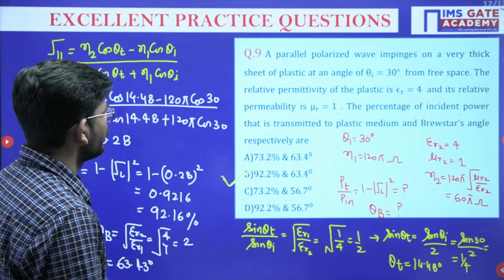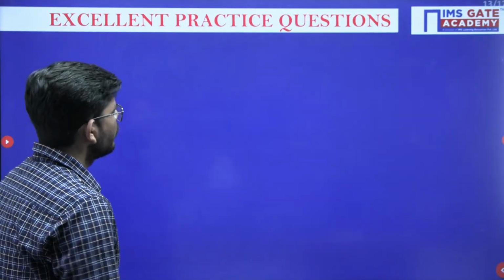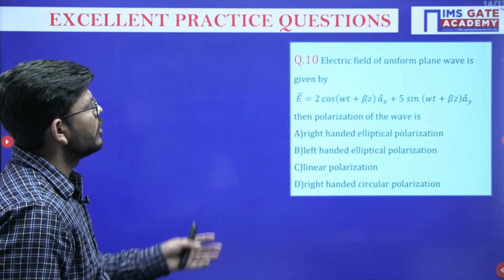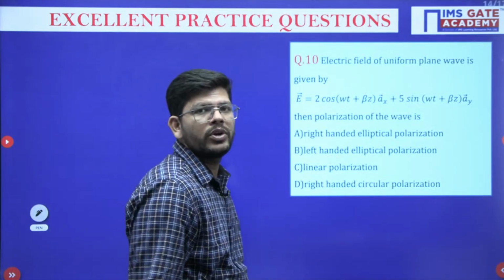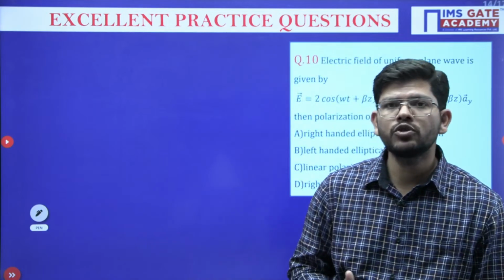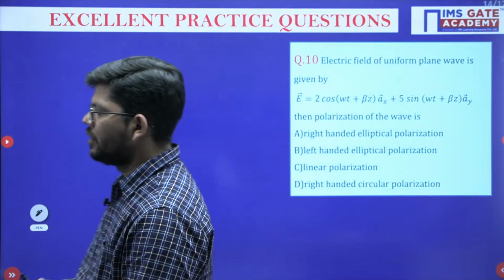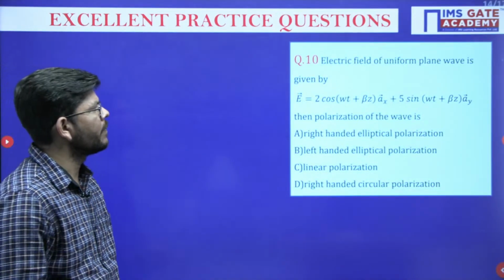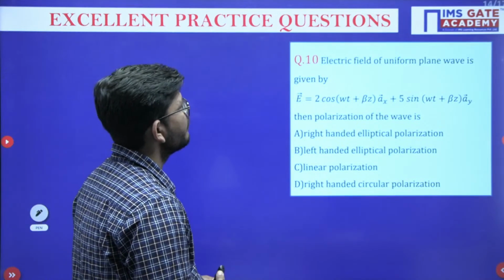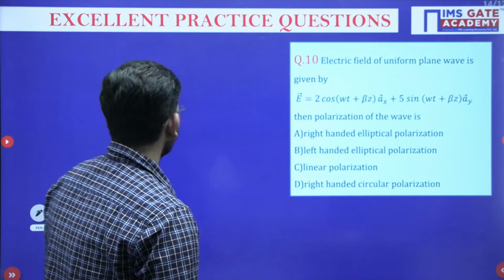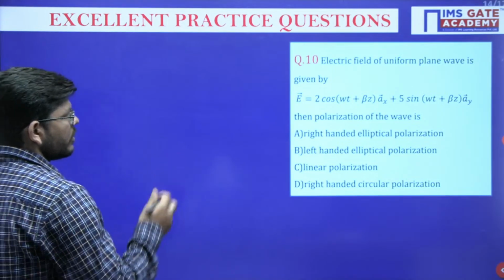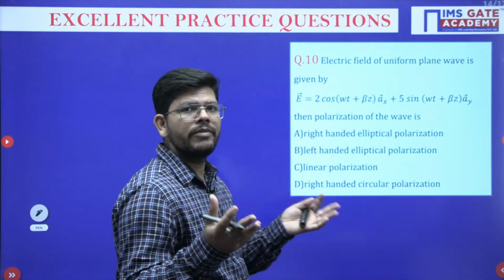Now moving to the last question of the day, question number 10, and this is related to polarization. Polarization is also one such topic which is very, very important. Now what is given here is that the electric field of a uniform plane wave is given by this equation. Then the polarization of the wave will be what?